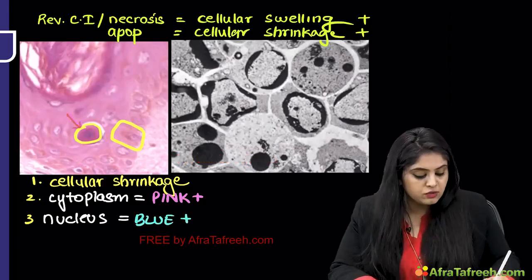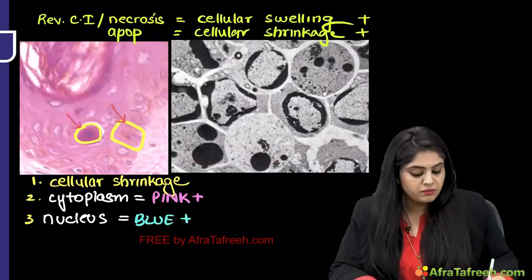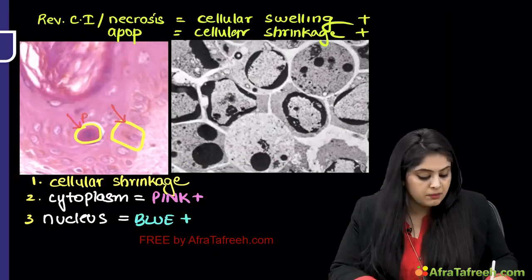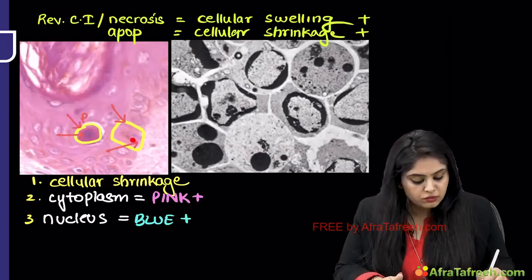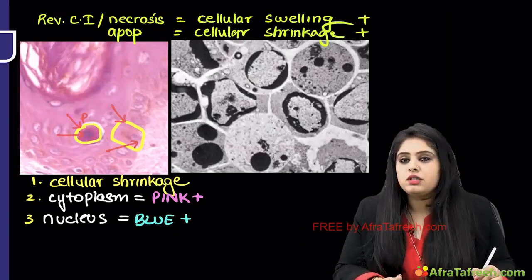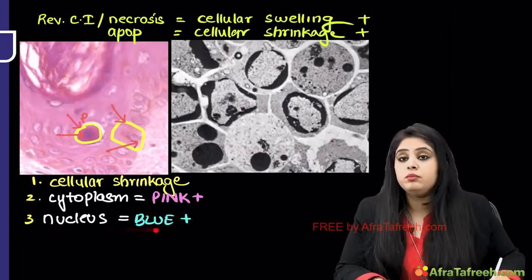So look at this, the cytoplasm, compare it with the surrounding. The cytoplasm over here is very, very pink. Compare the nucleus with the other nucleus. See, the other nucleus over here is so light, whereas the nucleus over here is so dark. Why has the nucleus become so blue?